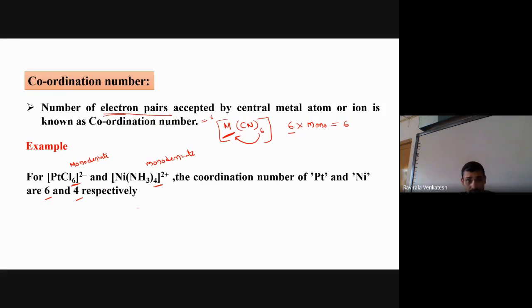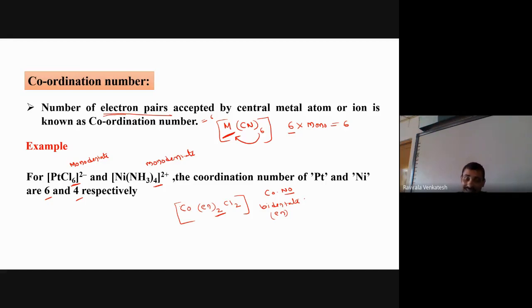Next, one more thing I will explain here. I have already taken this example, but anyhow, again I will take this one. Cobalt, en taken 2 times. Next I am taking Cl2 like this. Now what is the coordination number of this one? Let me see. First of all, ethylene diamine is a bidentate ligand. En is bidentate.